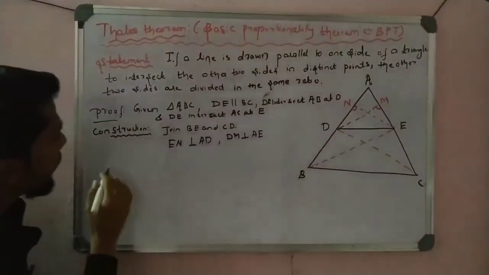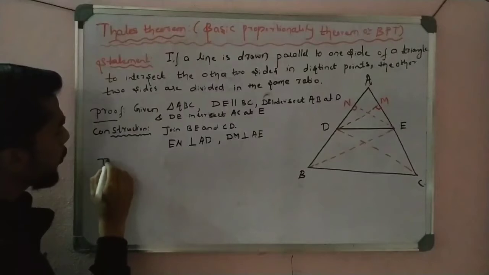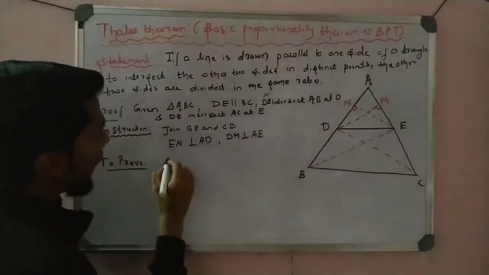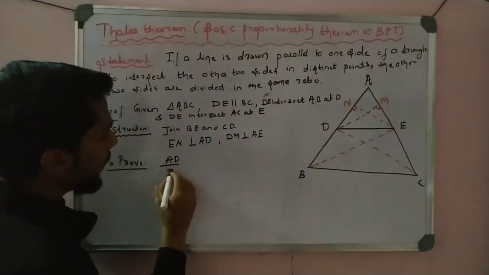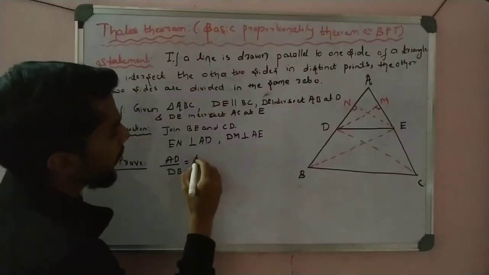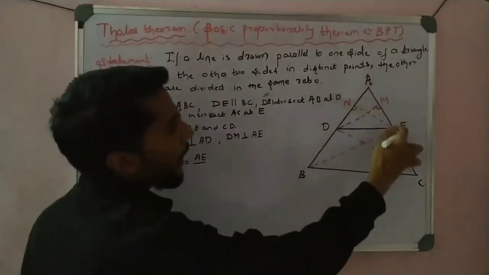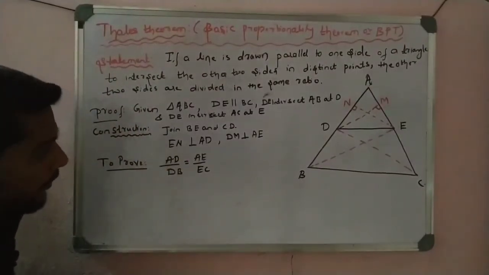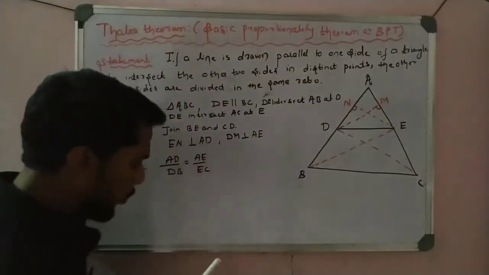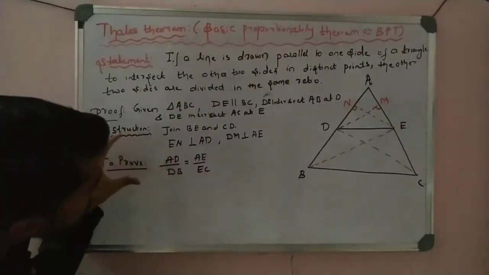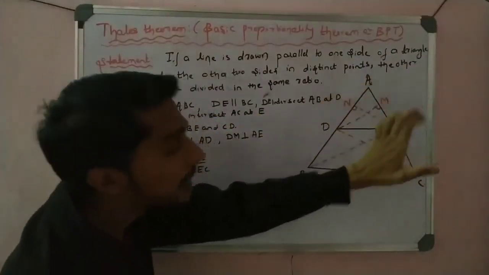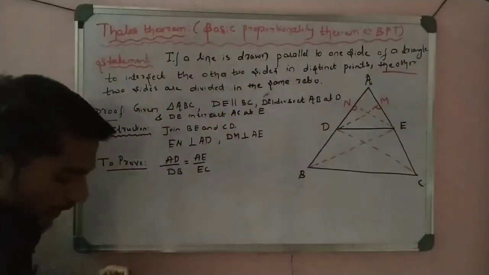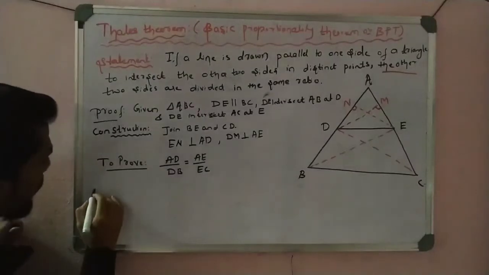Now let us start. What do we have to prove? We have to prove that AD by DB is equal to AE by EC. This is our final answer. By using this data we have to prove this one. AD and DB are in the same ratio as AE and EC, because here the two sides are given divided in the same ratio. Okay, let us start the proof.